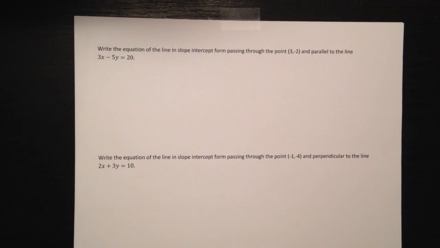This is a video about writing the equations of lines. The first problem that we have says write the equation of the line in slope-intercept form, passing through the point 3, negative 2, and parallel to the line 3x minus 5y equals 20.